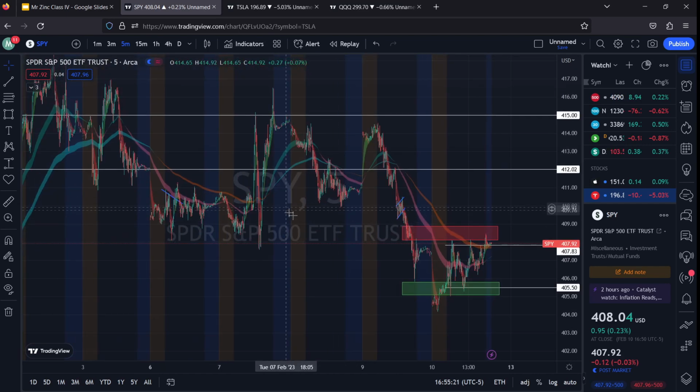Again, the homework for next class will be finding and charting 3 sets of these supply and demand zones.